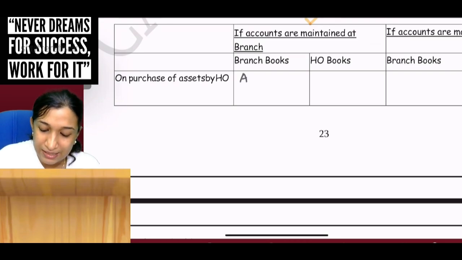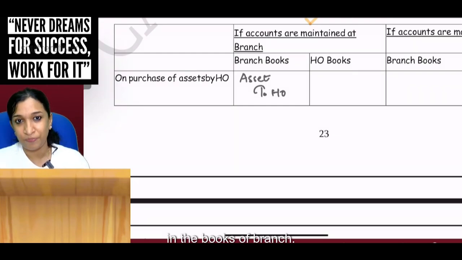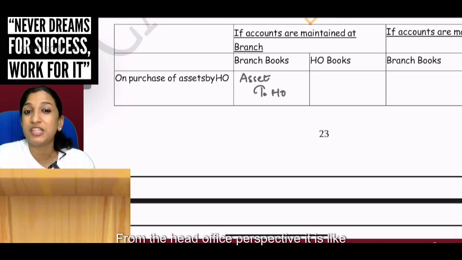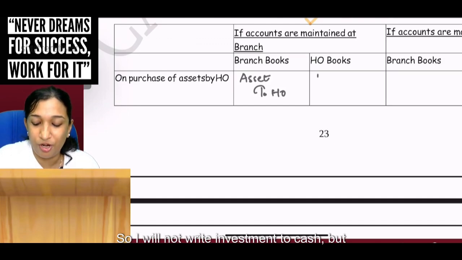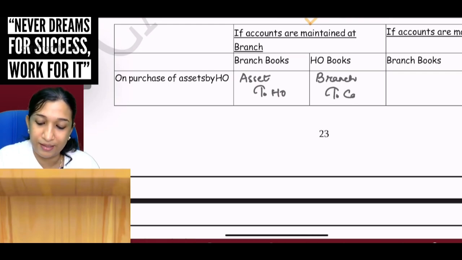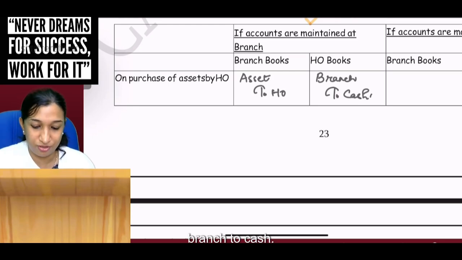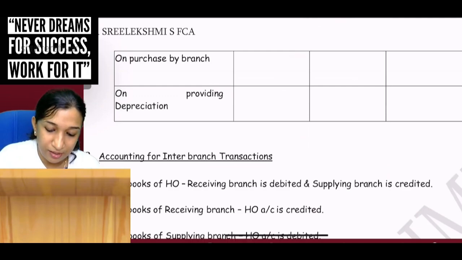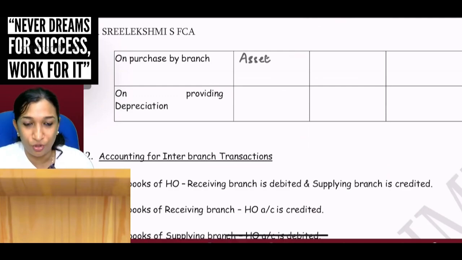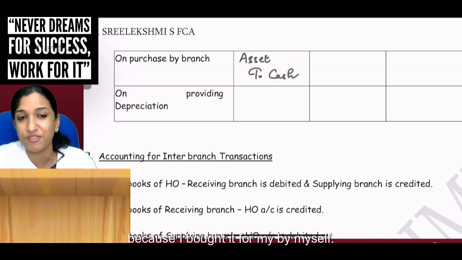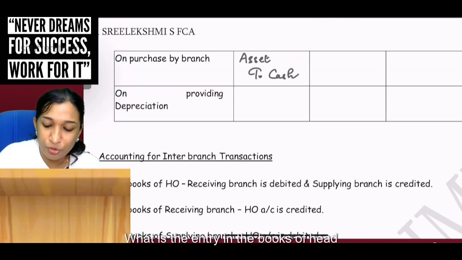Similarly, here entry will be asset to head office, in the books of branch. Now, in the books of head office, it is buying an asset for the branch. From the head office perspective, it is like an investment. So, I'll not write investment to cash, but I'll write branch to cash. Correct. Branch to cash. Now, on purchase by branch, branch bought assets for itself. Then entry will be asset to HO, no? No, I'm not liable to HO because I bought it by myself. So, asset to cash.